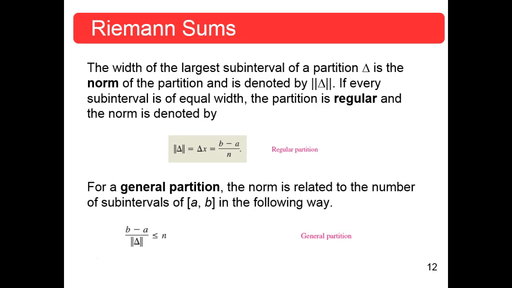If every subinterval is of equal width, then the partition is regular, and the norm is denoted by, just like we did before, (b minus a) over n. But even if they're not, you just pick the biggest one. For a general partition, which wouldn't necessarily be regular, the norm is related to the number of subintervals of [a, b] in the following way.